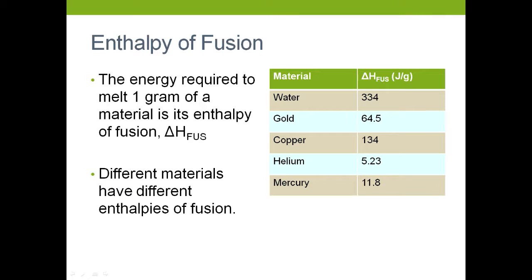Enthalpy of fusion. The energy required to melt 1 gram of a material is its enthalpy of fusion, symbolized delta H fuse. Again, different materials have different enthalpies of fusion. Water has an enthalpy of fusion of 334 joules per gram. Now notice this time we don't have different enthalpies of fusion for ice and water and steam because this specifically relates to ice melting to liquid water.